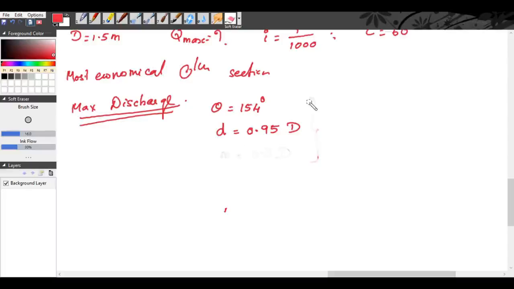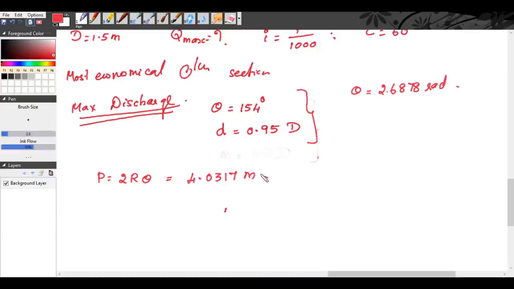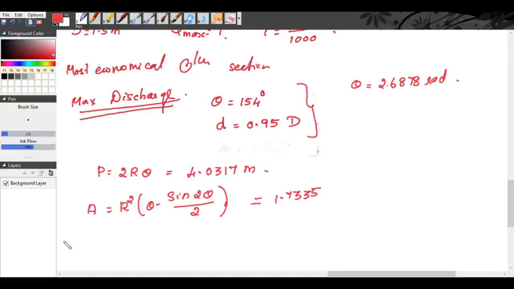So these are the two conditions for the maximum discharge. Using theta equal to 154 degrees, you will convert it into radians and get 2.6878 radians. Now your wetted perimeter P will be equal to 2r theta. For this theta you have to use the radians. You will get the wetted perimeter equal to 4.0317 meter. Now you have to find the area using the formula r square into theta minus sine 2 theta by 2. So you will get area equal to 1.7335.